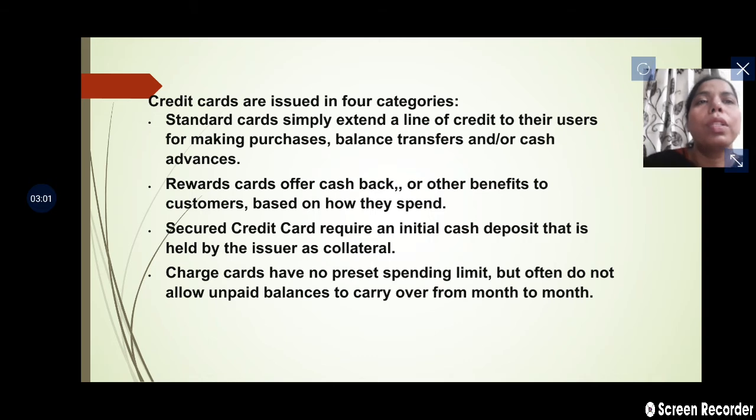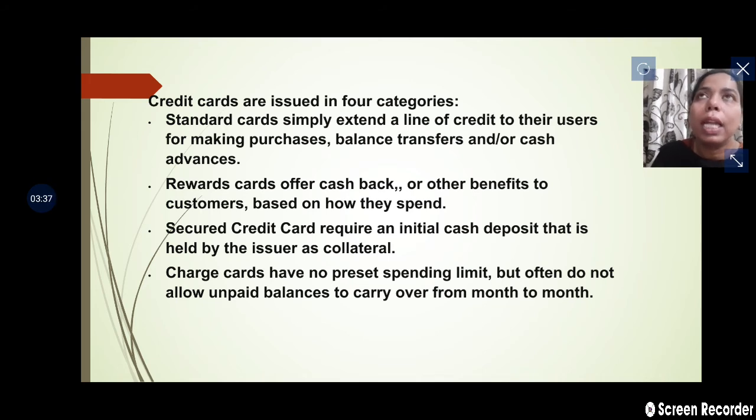And the credit cards are basically of different categories. One is the standard credit card, which is used simply to extend the line of credit to the individual, whereby we can make payments for purchases to the merchants, as well as balances can be transferred or withdrawals can be made. Similarly, under the rewards card, different cashback offers are provided to the customers based on how they spend the money.